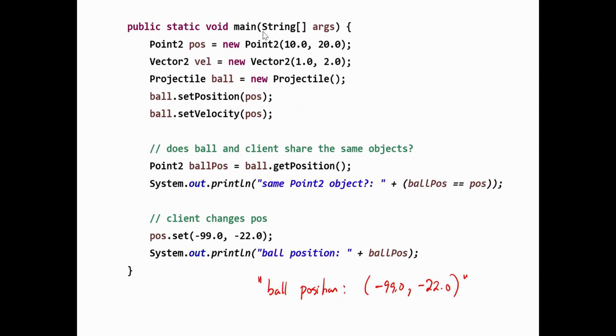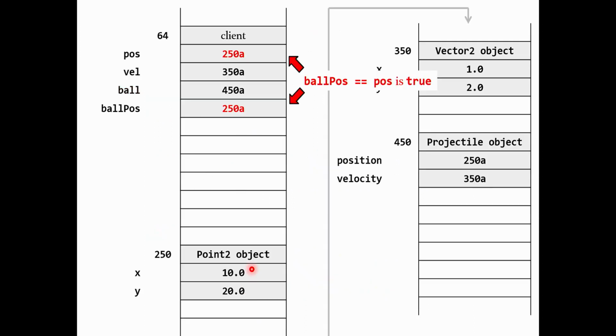Now, if in the main method I take that object right there and change the position, what happens to this variable right here? Notice that for this variable right here, I didn't ask for the ball position again. I asked for it once up here. I change the object POS here. Now, does that object also change? And the answer is yes. It also changes because that object is just a reference to this object here.